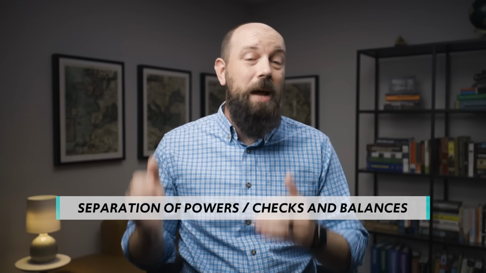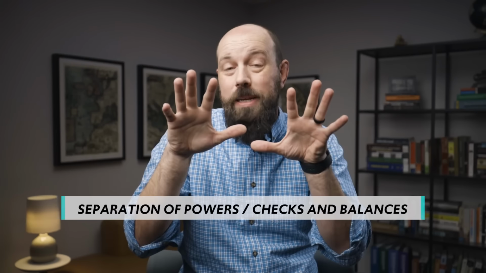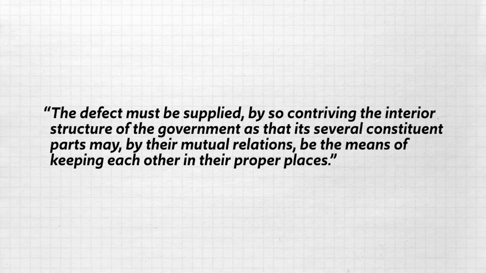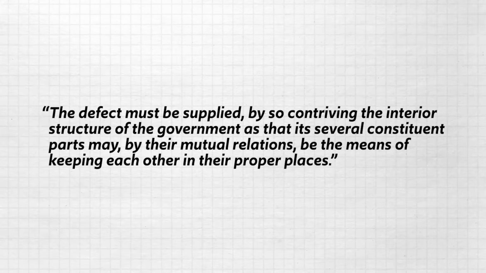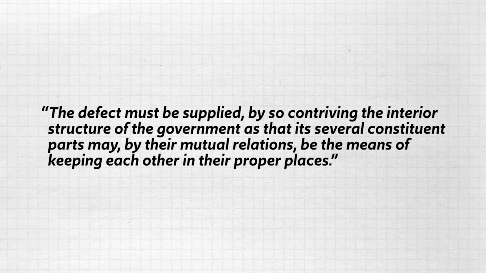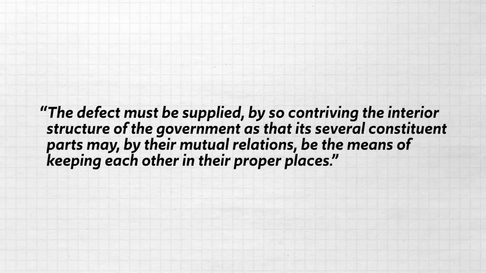So what's the answer? How do you create a government that is both powerful and yet not too powerful? Madison's answer: the separation of powers and checks and balances. And this manner of restricting power cannot be imposed upon the branches of government externally. Rather, the defect must be supplied by so contriving the interior structure of the government as that its several constituent parts may, by their mutual relations, be the means of keeping each other in their proper places. So the different branches of government must be created in such a way that they balance and check each other's power. So how would such a government look?